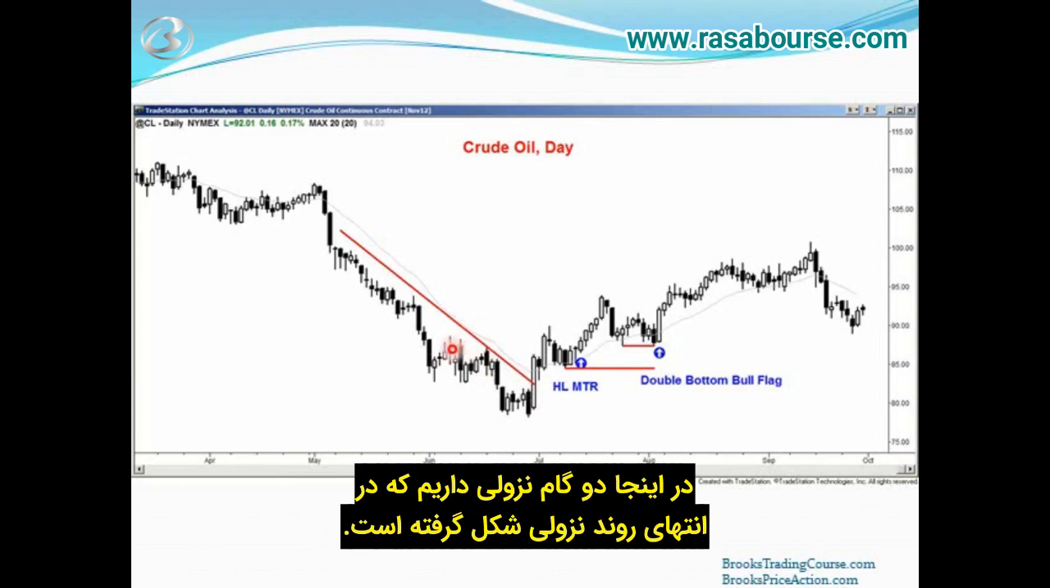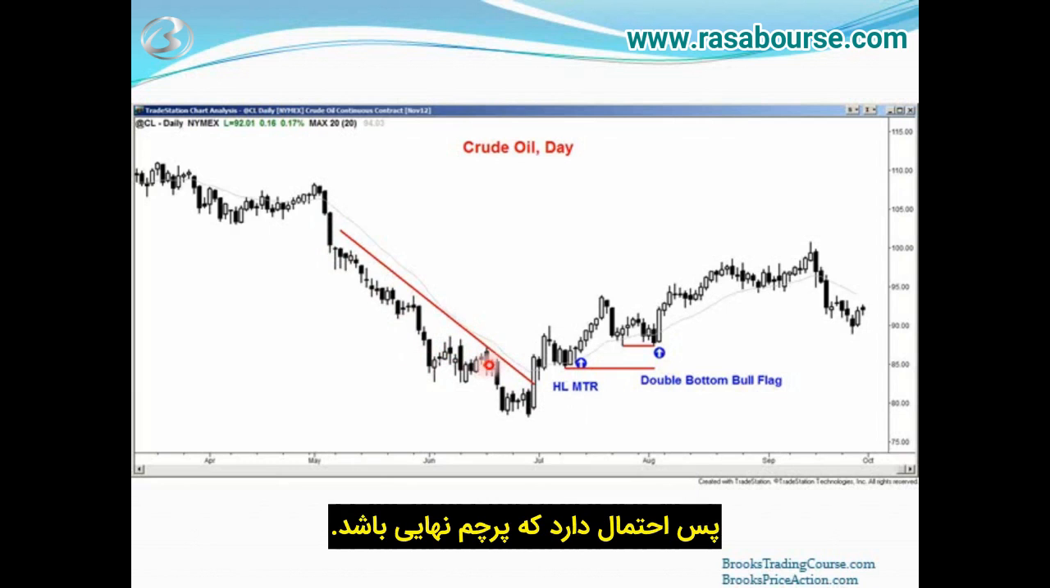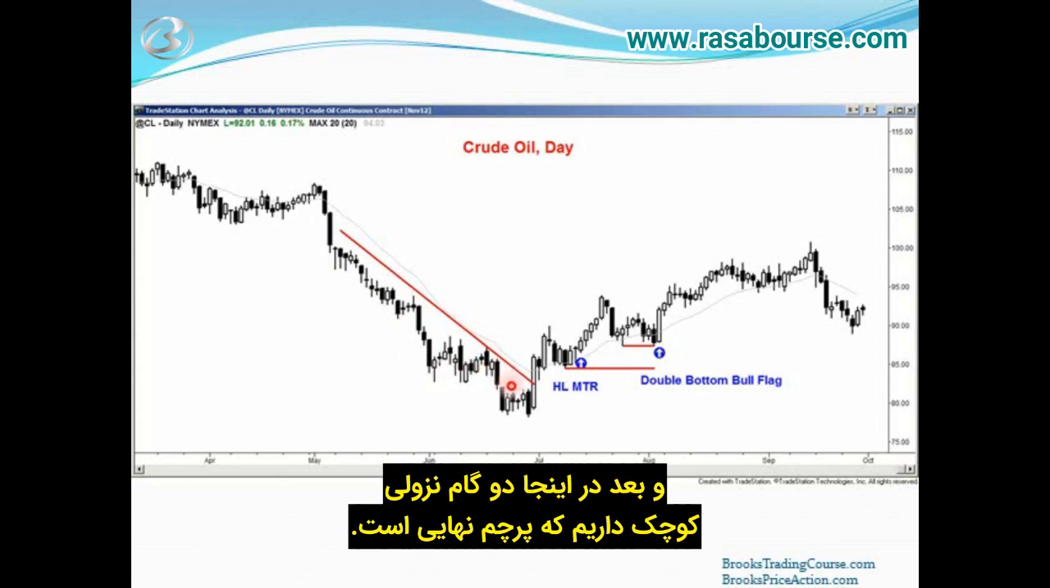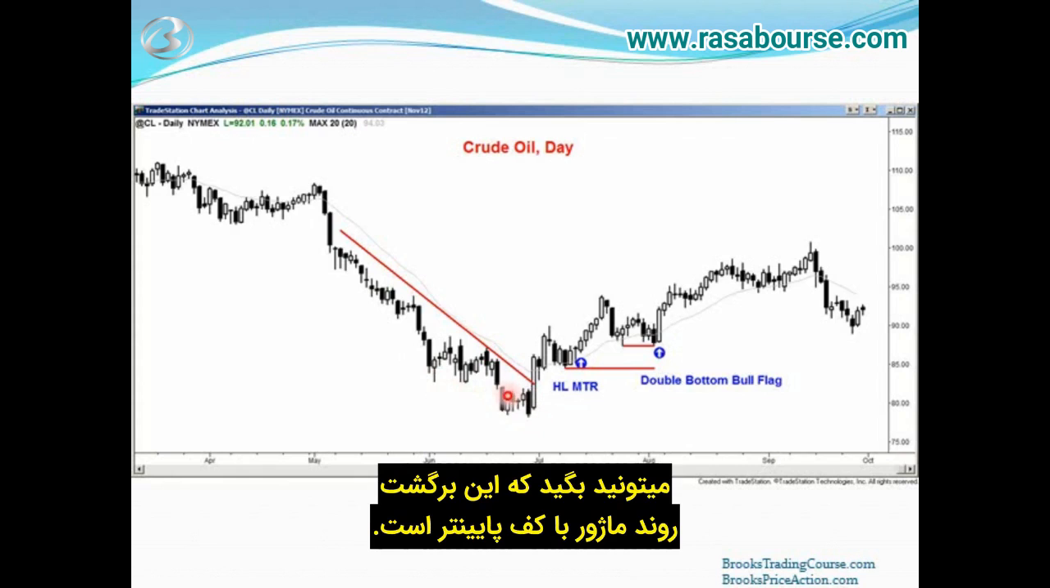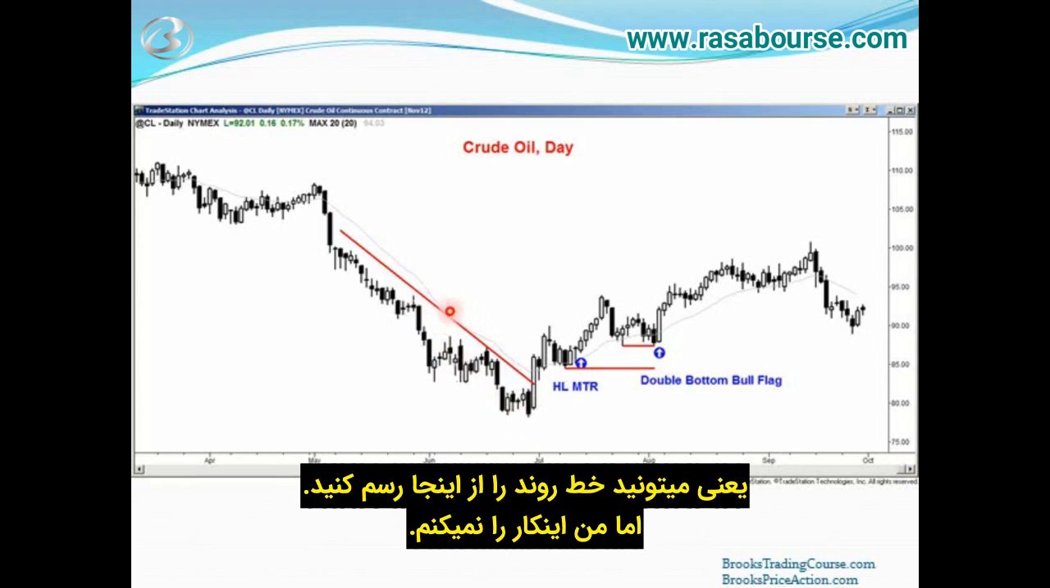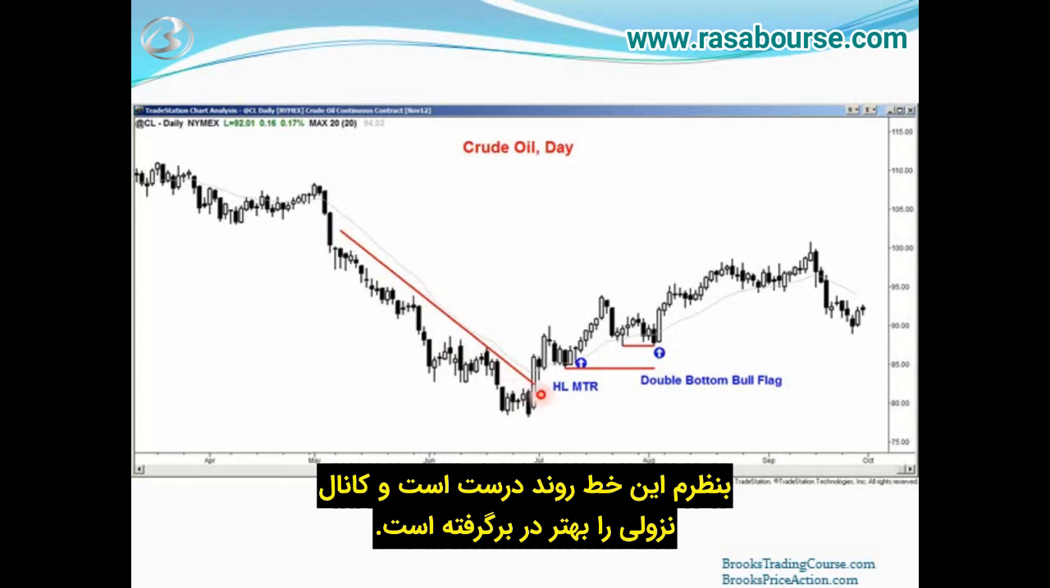And here we had a two-legged push-up late in a bear trend, so a possible final flag. And then here we had a small 2 pushes up, a smaller final flag. You can argue the whole pattern is 3 small pushes down, 1, 2, 3. You could even argue that this is a lower low major trend reversal if you draw the trend line here. I would not. I think this is the bear trend. This contains the channel better.